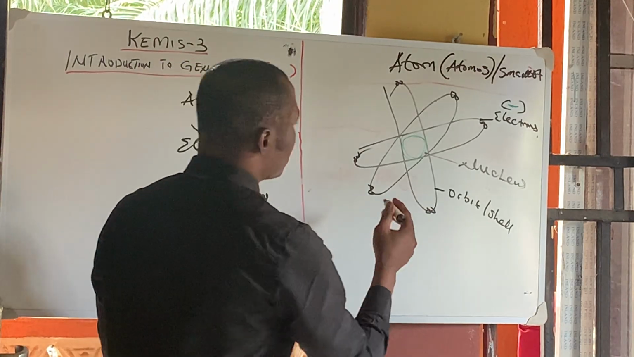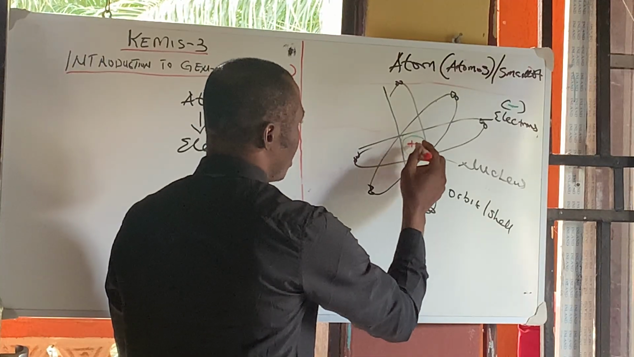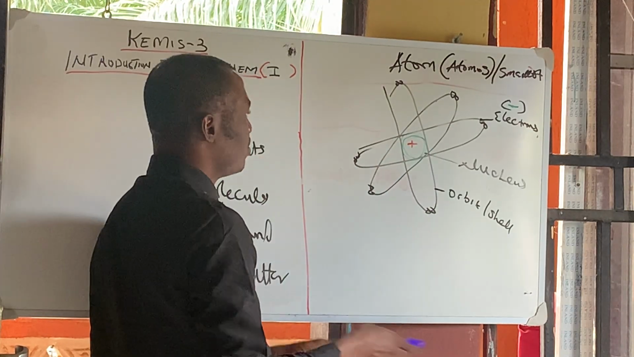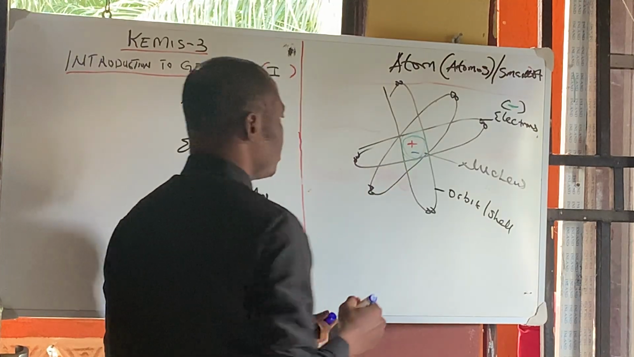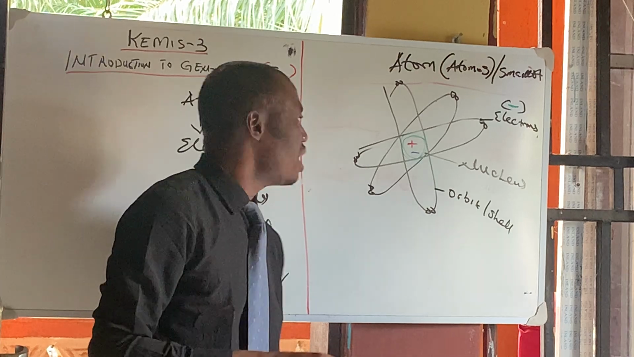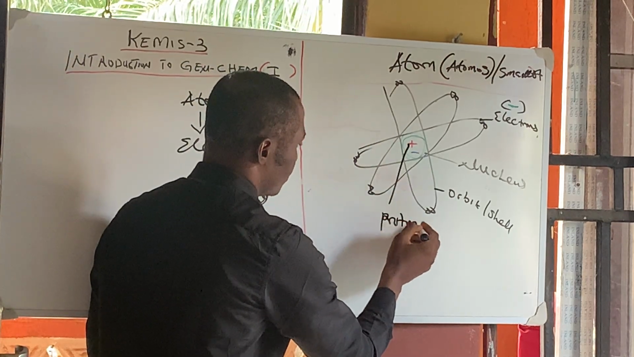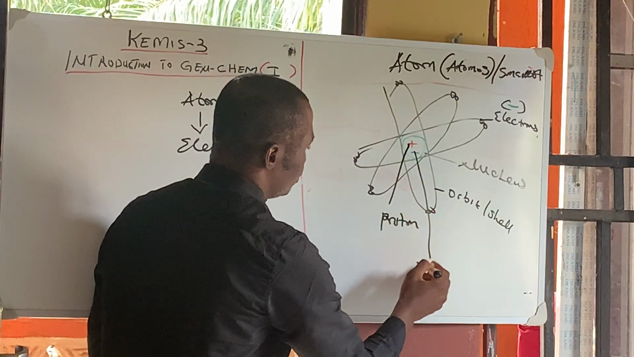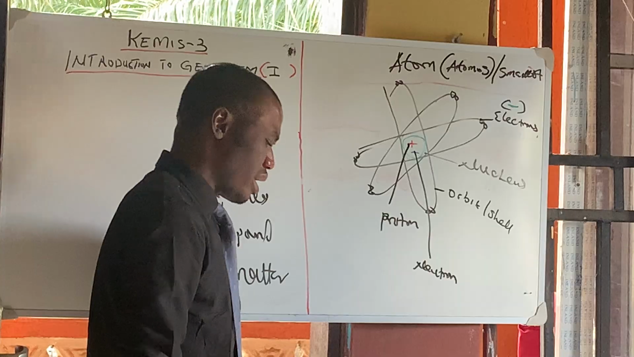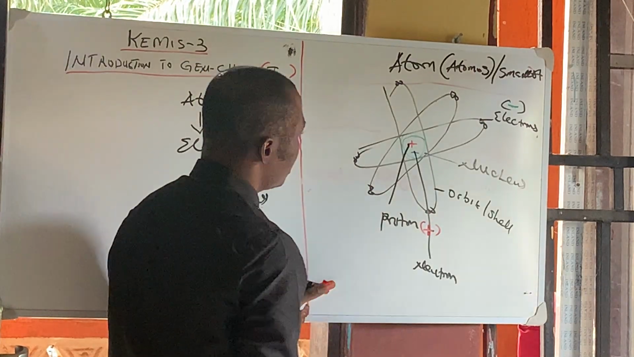So in the nucleus of this atom, we have a positive charge and a neutral charge. Let's use the red pen for the positive charge, and let's use the blue for the negative charge. Now, for this one, which is proton, and for this one, which is neutron. Now, the proton is positively charged, so let's put the charge positive.